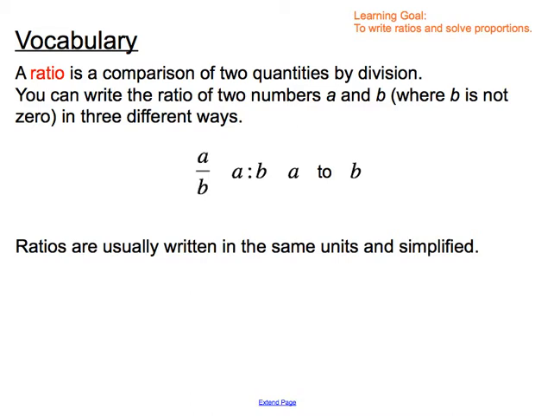A ratio is a comparison of two quantities by division. So here we have the three different ways we can format a ratio with the two numbers a and b, as long as b is not 0. We have fraction format, a to b here. We have a second format, a colon b, and then we have it written in English, a to b. Generally speaking, ratios are written in the same units and simplified.